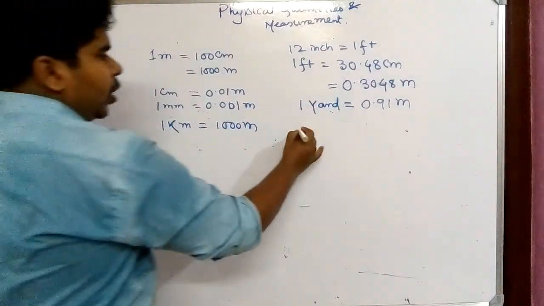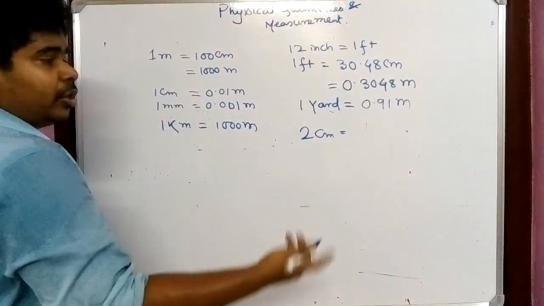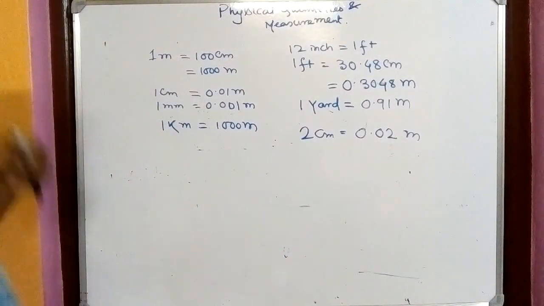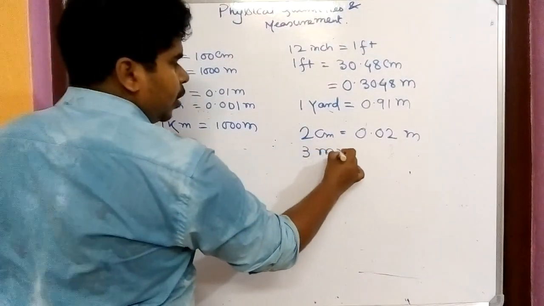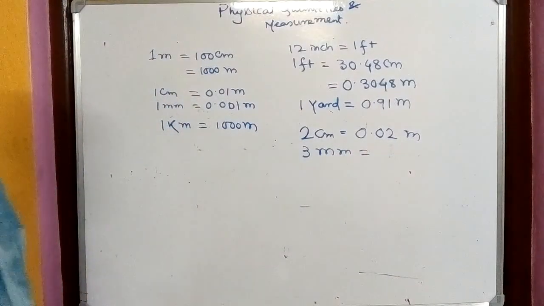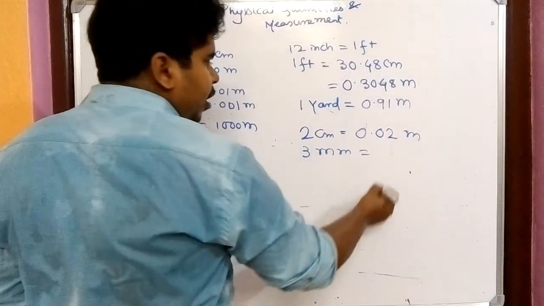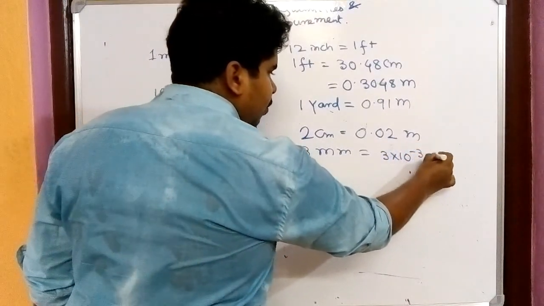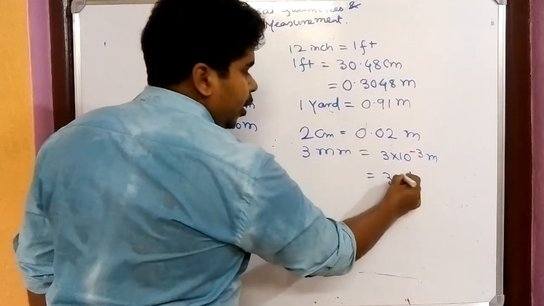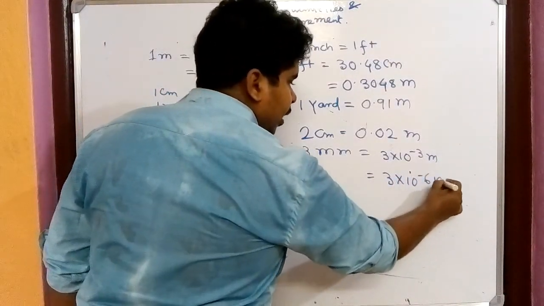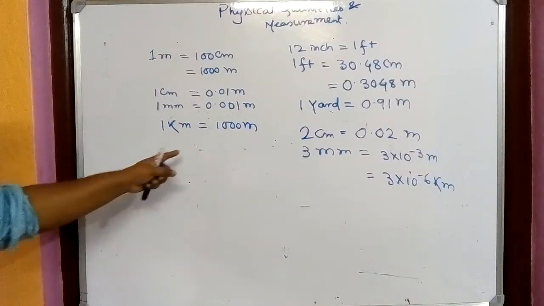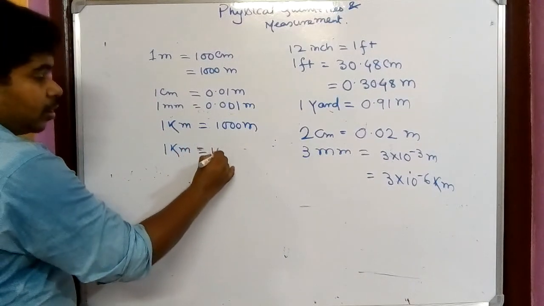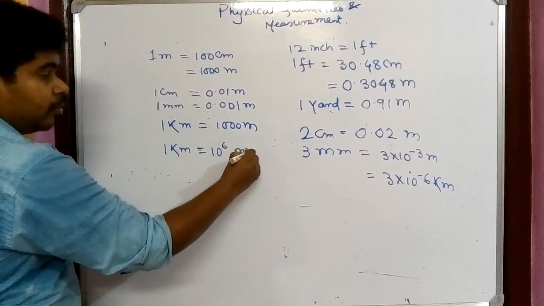Now if it is asked, 20 centimeter equals how much meter, it is very easy, 0.2 meter. You can easily find out. 3 millimeter is equal to how much kilometer, if it is asked? So we know 3 millimeter equals 3 into 10 to the power minus 3 meter, and 3 into 10 to the power minus 6 kilometer. Okay, because 1 kilometer equals 1000 meter and 1 kilometer equals 10 to the power 6 millimeter.